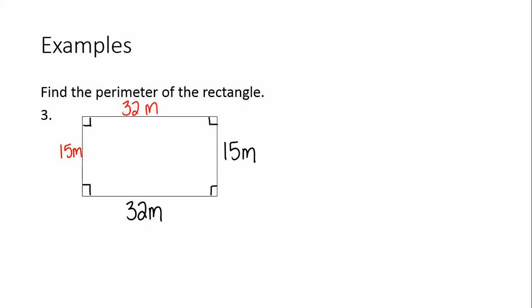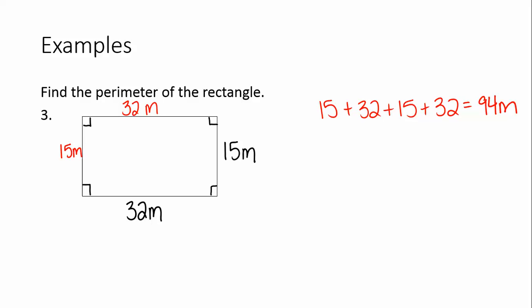So you solve this problem again by adding up all 4 sides. So 15 plus 32 plus 15 plus 32. And that's 30, 60, 94. Should be 94 meters.